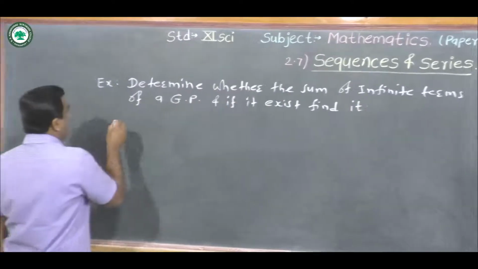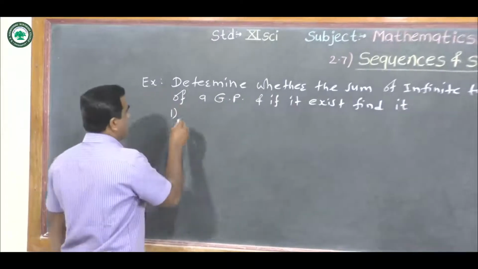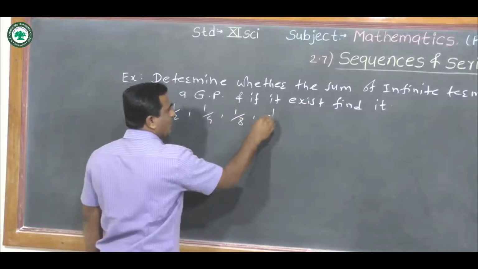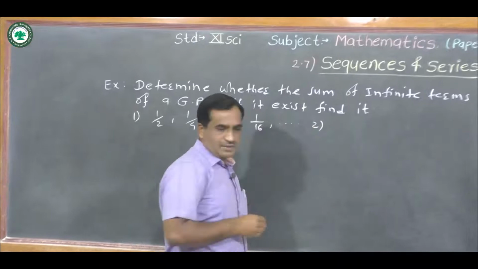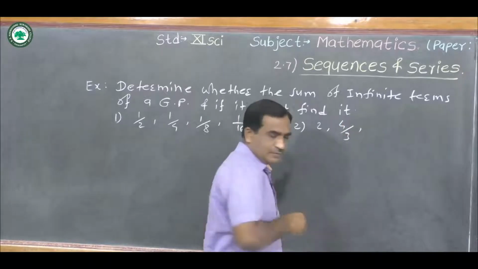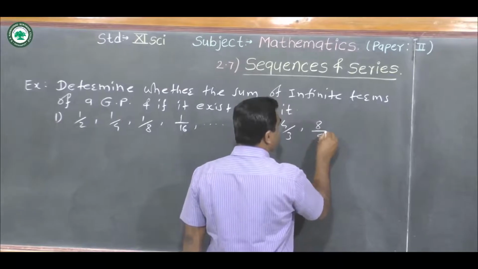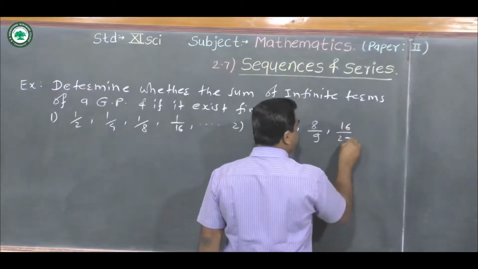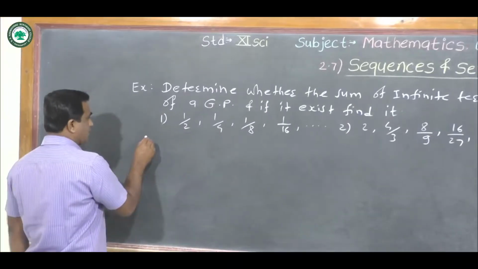Okay, now we take here geometric progression. Number first: 1 by 2, 1 by 4, 1 by 8. Terms are 1 by 2, 1 by 4, 1 by 8, 1 by 16, and so on. This is the first. And the second geometric sequence is 2, 4 by 3, 8 by 9, 16 upon 27, and so on. Okay, now we write the answer for the first.